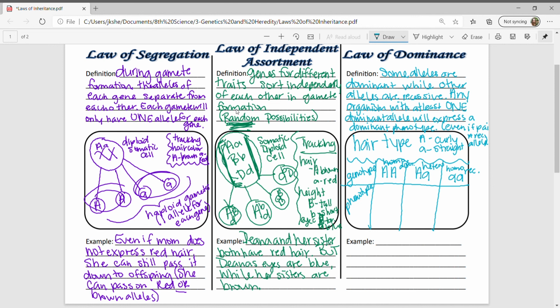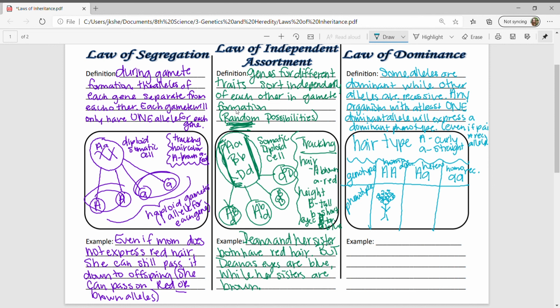So in homozygous dominant, the only possibility for the phenotype is the dominant allele, which is curly. So we're going to have a little person with super curly hair. Don't judge. I'm an artiste.